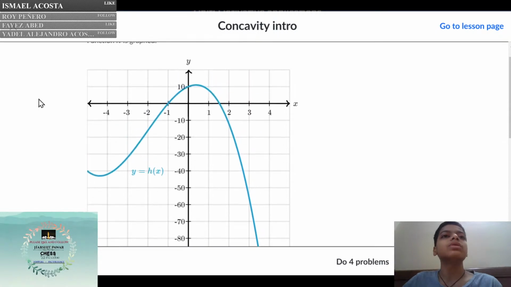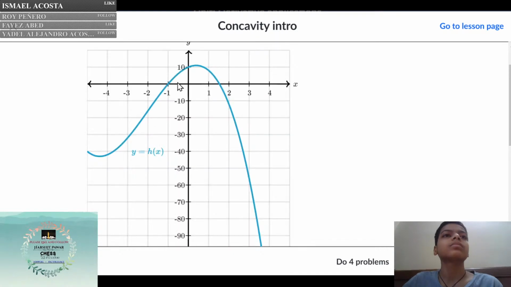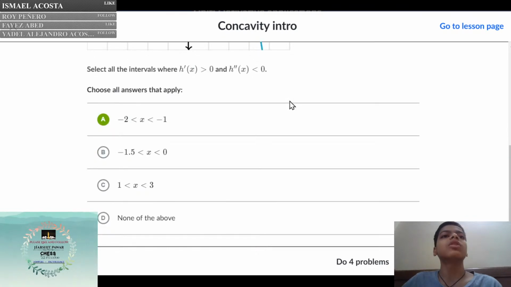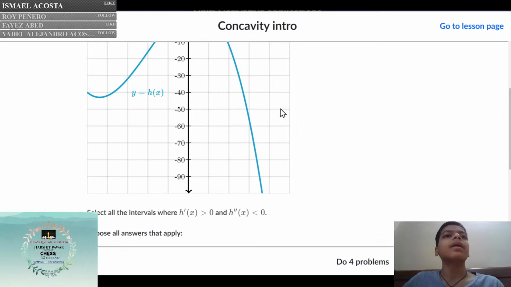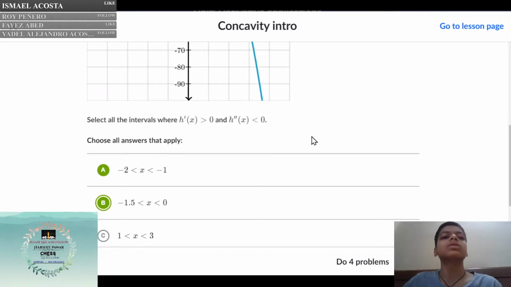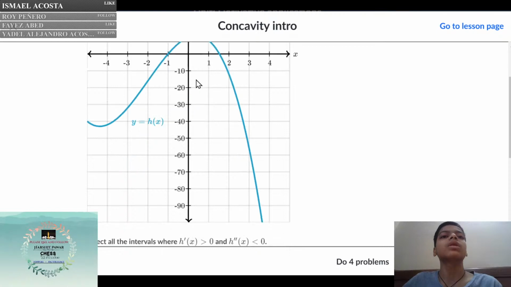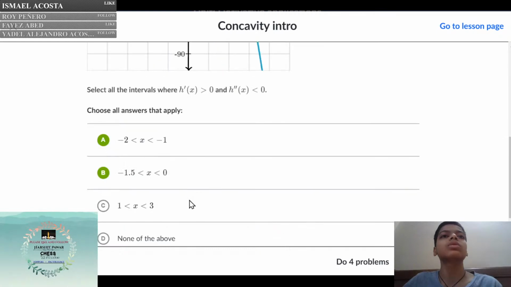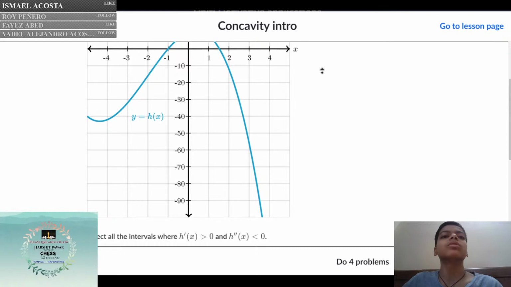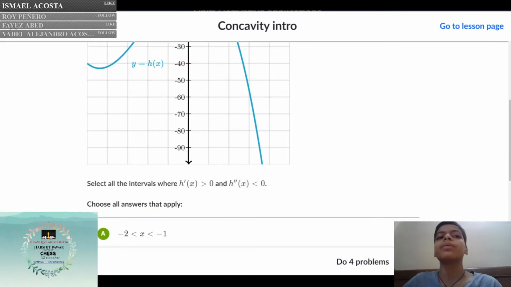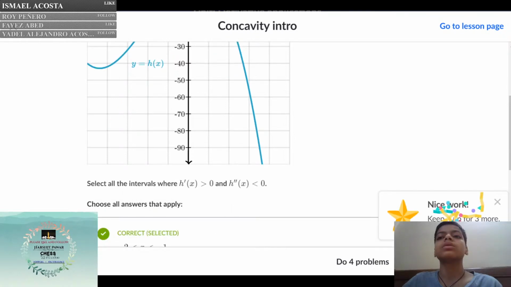-1.5 to 0, from here to here. We are increasing over this interval and we are also concave down, so this is correct. And 1 to 3, it is just going unbounded down. So also not our option because we need the slope to increase. So these two are the options. Correct.